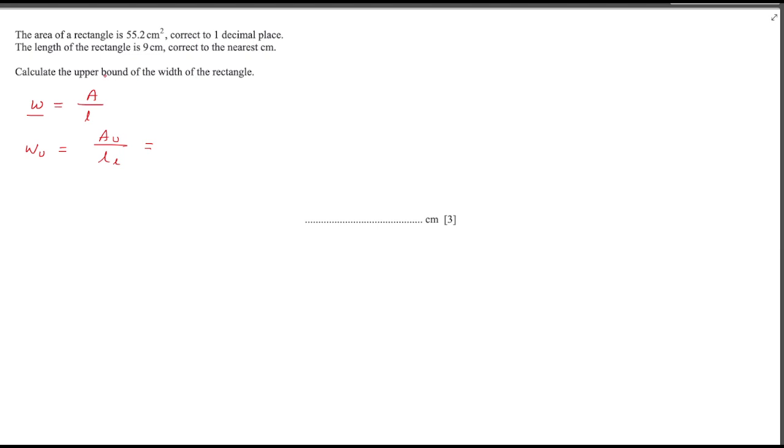Now the area is corrected to 1 decimal place, so I will say the upper bound is 55.25, and the lower bound for length is 8.5. So 55.25 divided by 8.5, my result is 6.5. So 6.5 centimeter is my upper bound for width.